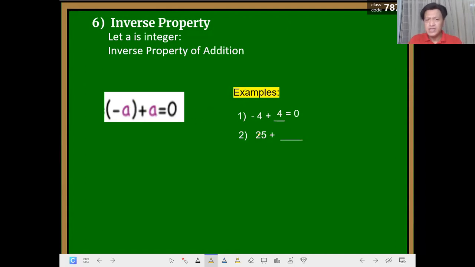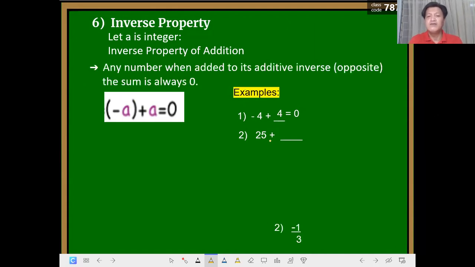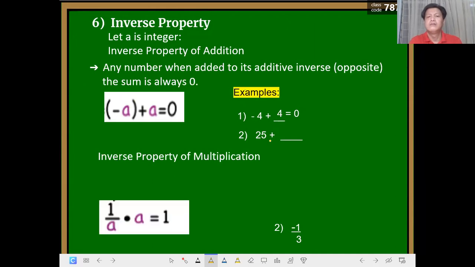Another, 25. Ano yung opposite or additive inverse ni positive 25? That is negative 25. Negative 25 yan.